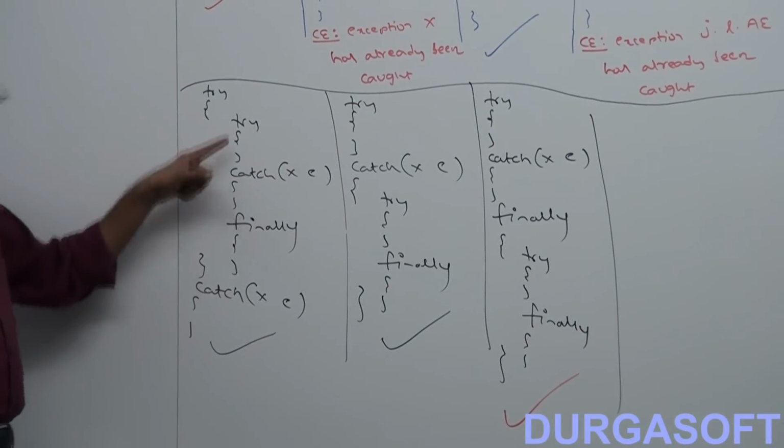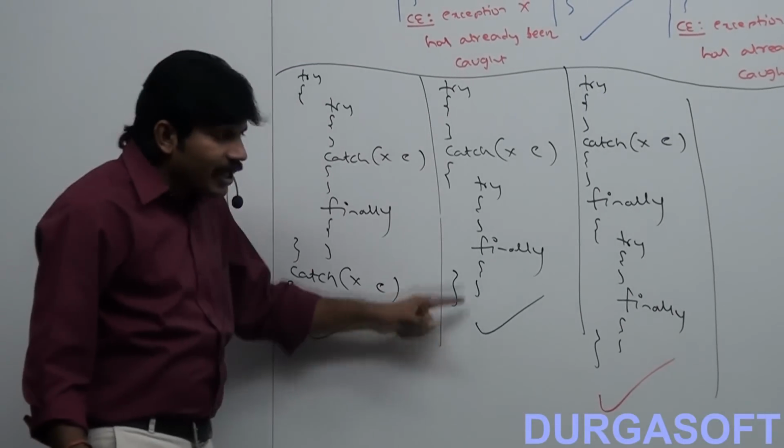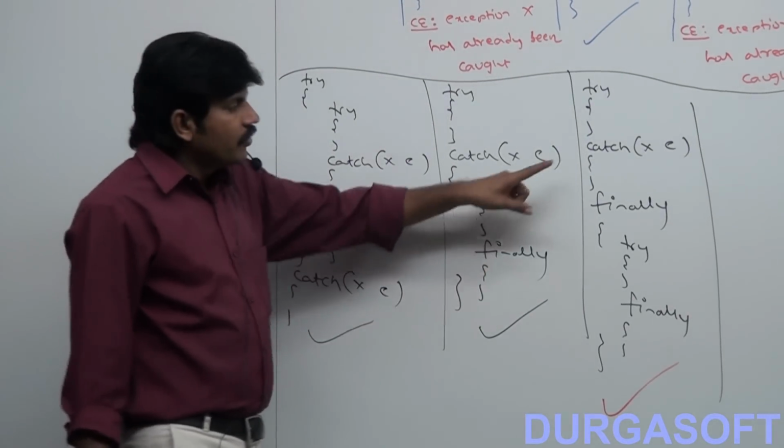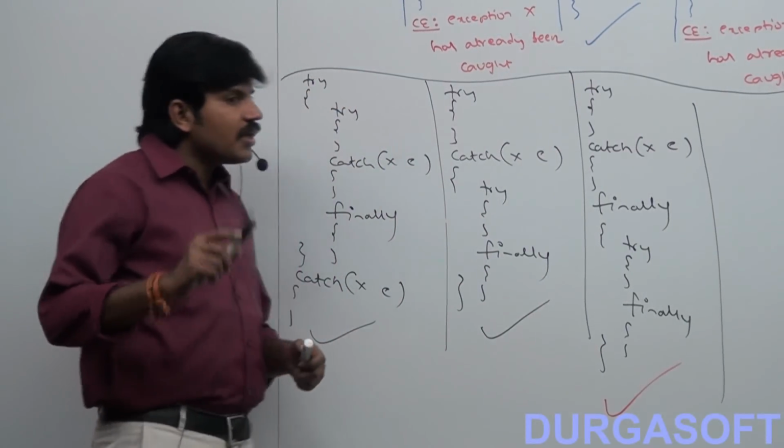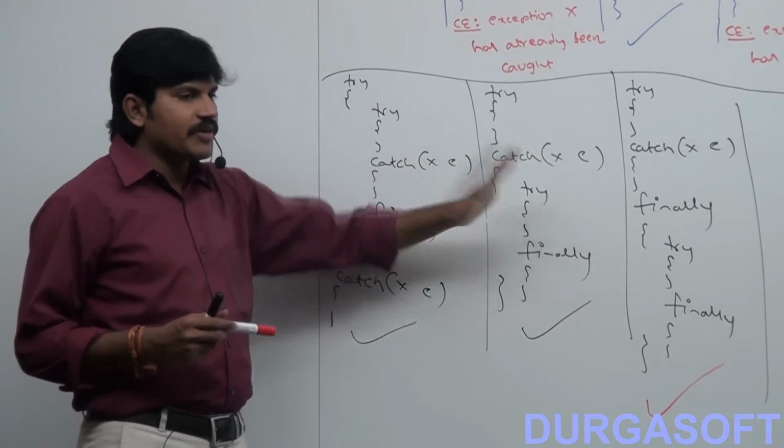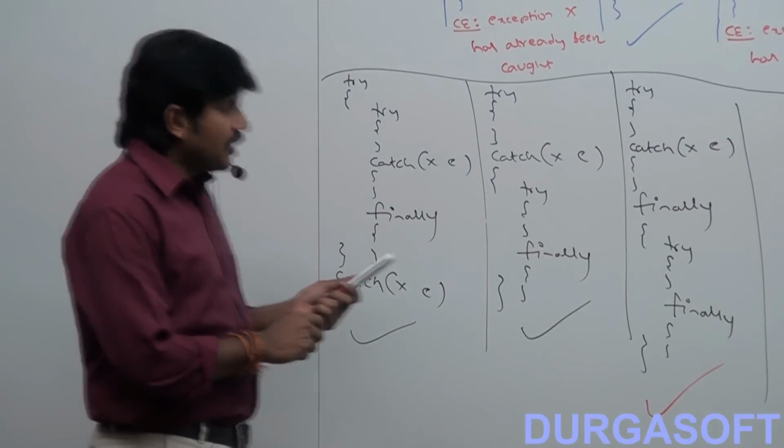Within the try block, we can take try catch finally. Within the catch block, we can take try catch finally. Within the finally, we can take try catch finally. Nesting of try catch finally is nothing but a valid Java syntax only, right? Okay, next one.